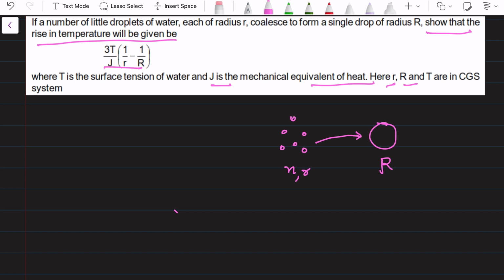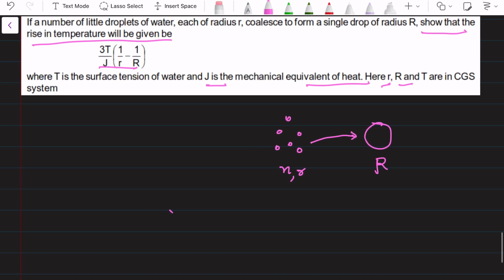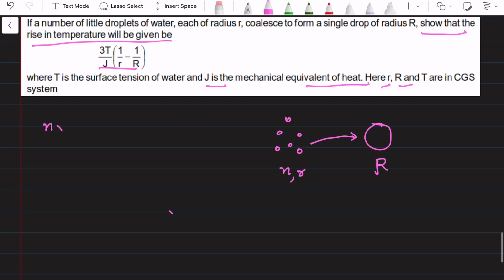So from the conservation of mass we can say n into 4 by 3 pi r cube equals 4 by 3 pi R cube. Since density is constant, rho will be cancelled. So conservation of mass or conservation of volume, anything you can say. So here you got the capital R equal to n to the power 1 by 3 into small r.